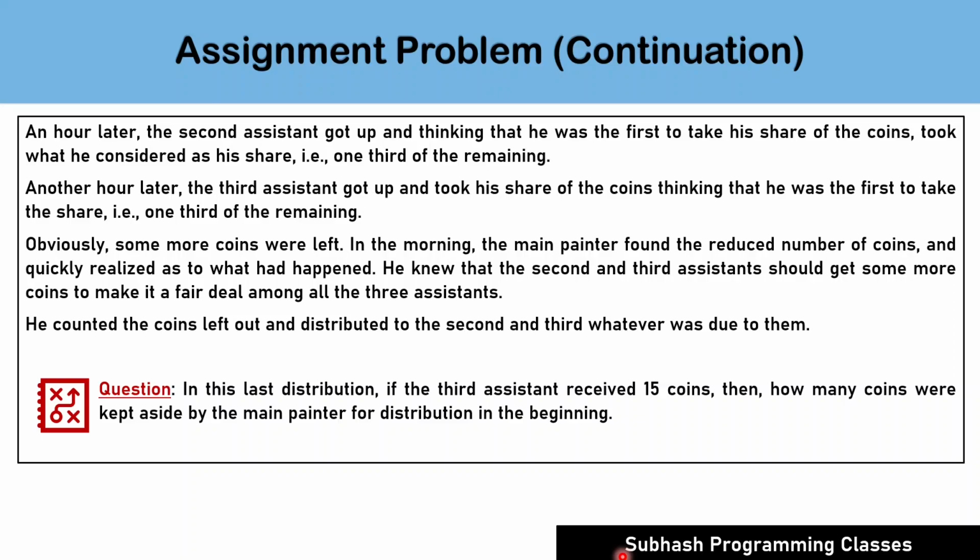In the last distribution, if the third assistant received 15 coins, then how many coins were kept aside by the main painter for distribution in the beginning? Hope you understood the question. If not, I would suggest you to read the question once again and try to solve this problem by yourself. You can either follow conventional method or unconventional method, or you can use both the methods. If you find it very difficult, try to solve it using conventional methodology or a systematic approach, and then try to solve it using unconventional method. I will share the solution with you in the next lesson, in the next video.